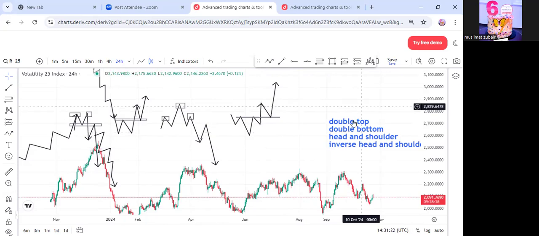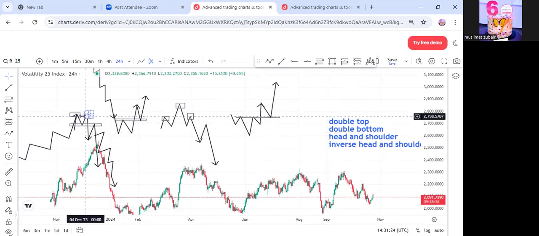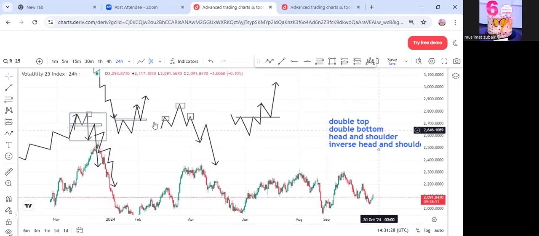But these are the four that occur most on the chart. Now we have the double top. This is an example of a double top right here. We have the double bottom as well. This is the double bottom right here. We have the head and shoulder, and we have the inverse head and shoulder. These four chart patterns are reversal chart patterns. They signify what? A change in trend.